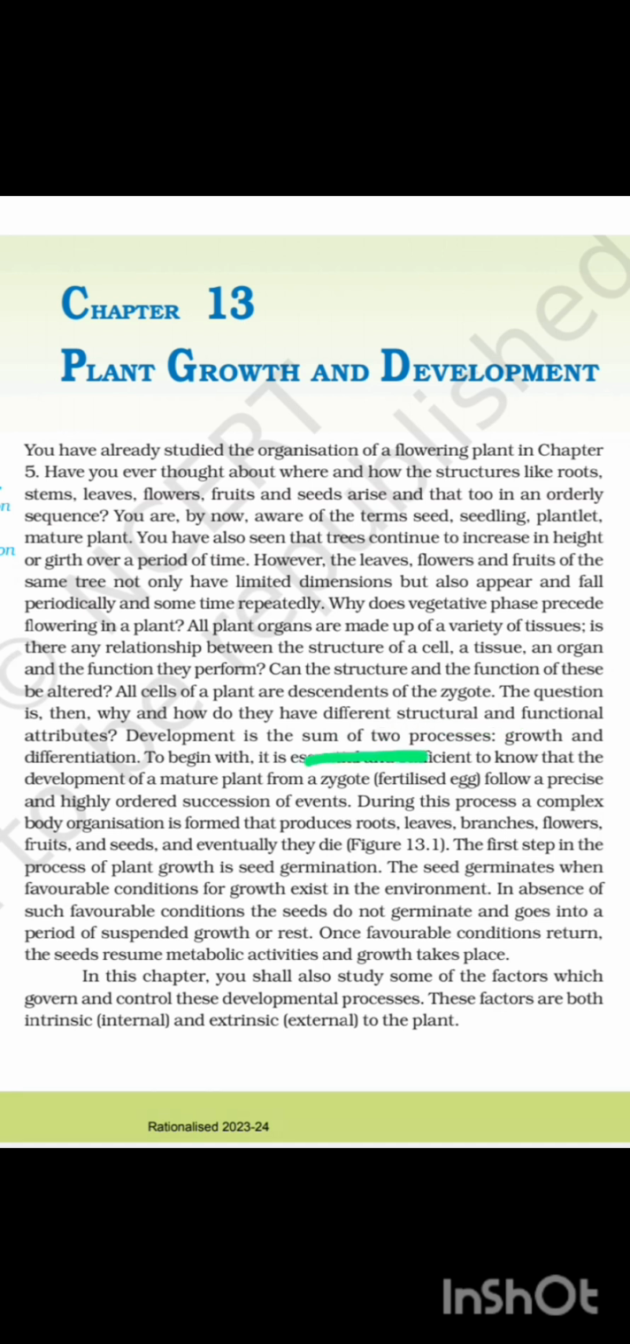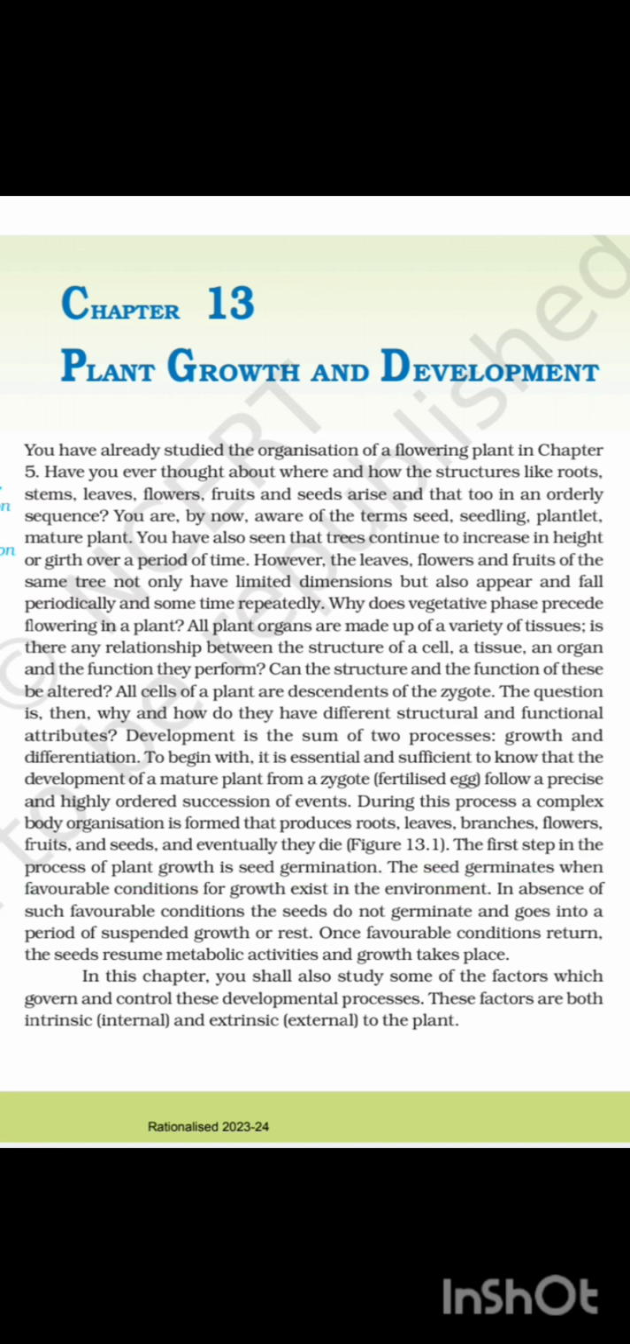Development is the sum of two processes, growth and differentiation. To begin with, it is sufficient to know that the development of a mature plant from a zygote (fertilized egg) follows a precise and highly ordered succession of events. During this process, a complex body organization is formed that produces roots, leaves, branches, flowers, fruit, and seeds, and eventually they die. Figure 13.1.